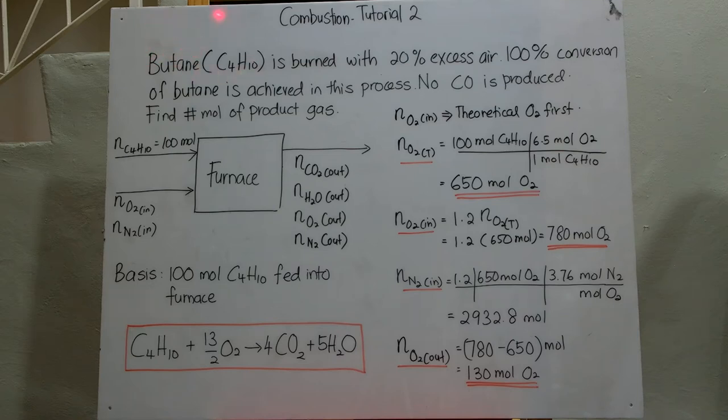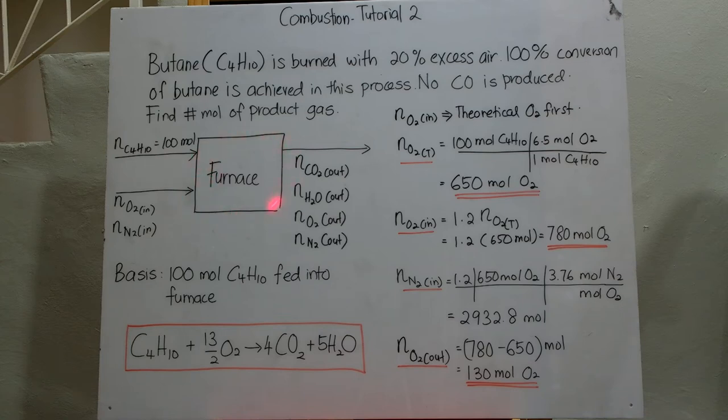Okay, you have butane, we have excess air, 100% conversion of butane and no CO. Those are the information. So first of all, the first step is we have to come out with the equation of the combustion. We know we have butane, it reacts with O2, produces CO2 and H2O, and then we have to balance this equation. Then we have this equation as our final equation for this combustion of butane with oxygen. After we have that, the basis given in this process is 100 mole of butane. So after we get the equation, we know the basis, we draw our process flow diagram.